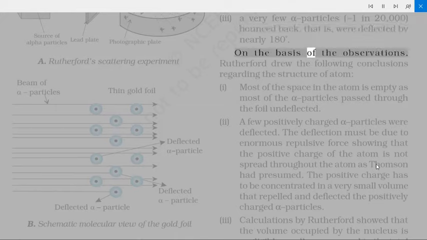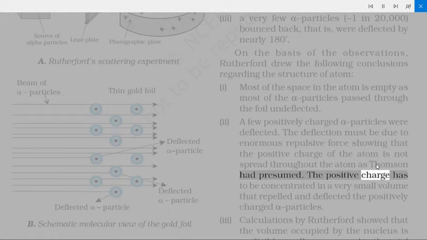On the basis of the observations, Rutherford drew the following conclusions regarding the structure of the atom. 1. Most of the space in the atom is empty, as most of the alpha particles passed through the foil undeflected. 2. A few positively charged alpha particles were deflected. The deflection must be due to enormous repulsive force, showing that the positive charge of the atom is not spread throughout the atom as Thomson had presumed.